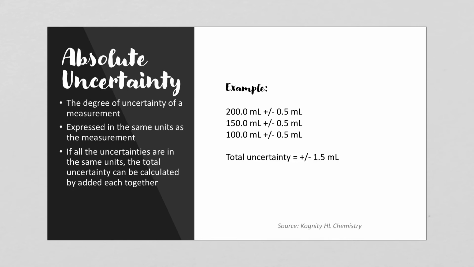So in this example, I measured several volumes. Each one had an uncertainty of 0.5 milliliters. And because all those measurements are in the same units, the total uncertainty can be calculated by adding them together. So my total uncertainty would be plus or minus 1.5 milliliters. So that's an example of absolute uncertainty, and with the same units, being able to find the total uncertainty by adding the values together.